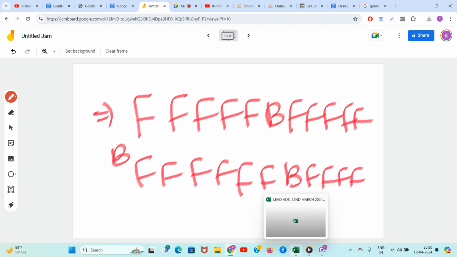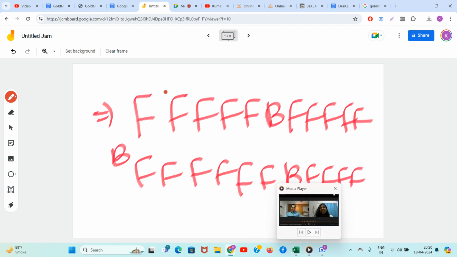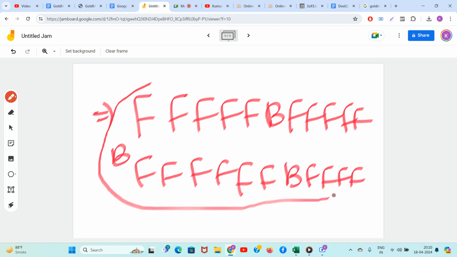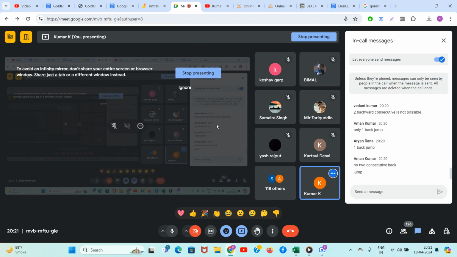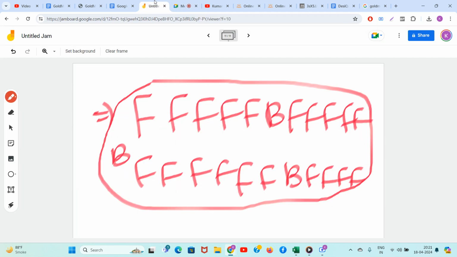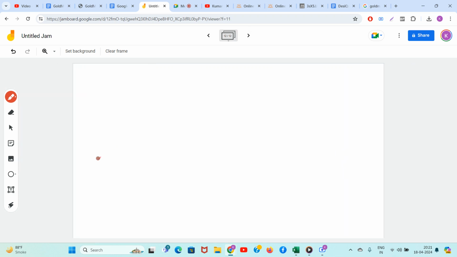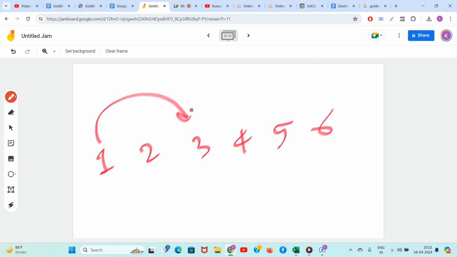Guys, what is that thing which is the biggest observation in the sequence of moves? What is the biggest observation? There are no two consecutive backward moves possible. You can never go two times back. I will show you with the live proof. You jump from 1 to 3, okay. You jump from 3 to 5, okay. In backward you can only do minus 1, right?